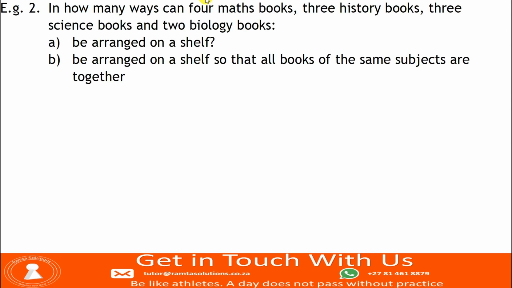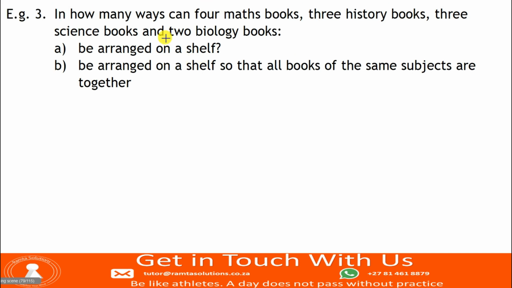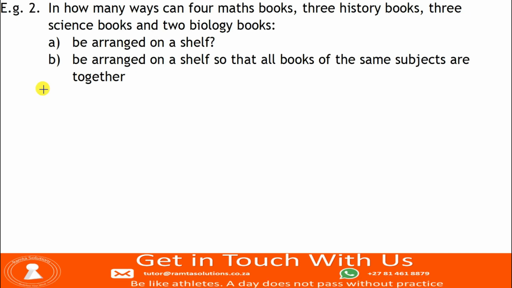Now the second example: in how many ways can 4 maths books, 3 history books, 3 science books, and 2 biology books be arranged on a shelf? Let's see. We have 3 history, 3 science, 4 maths, and then we also have 2 biology.